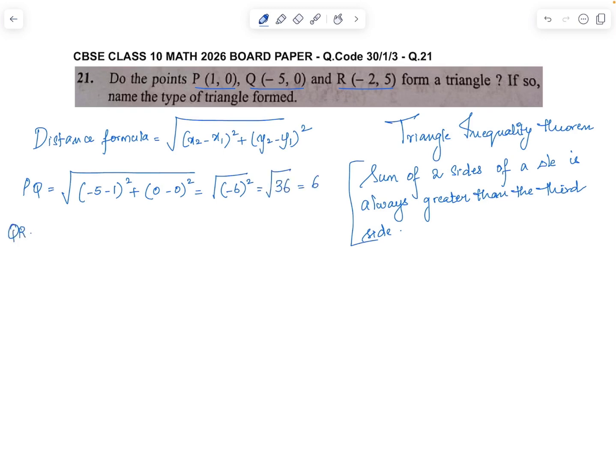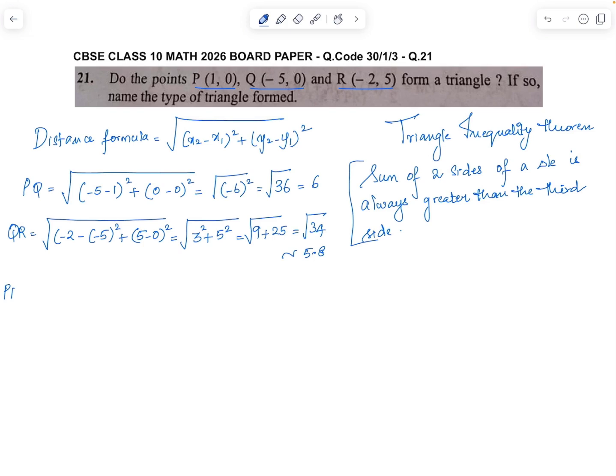For QR, it is root of (-2 minus of -5) the whole square plus (5 minus 0) the whole square, which is equal to root of 3 square plus 5 square, that is root of 9 plus 25, which is root 34, which is approximately 5.8.